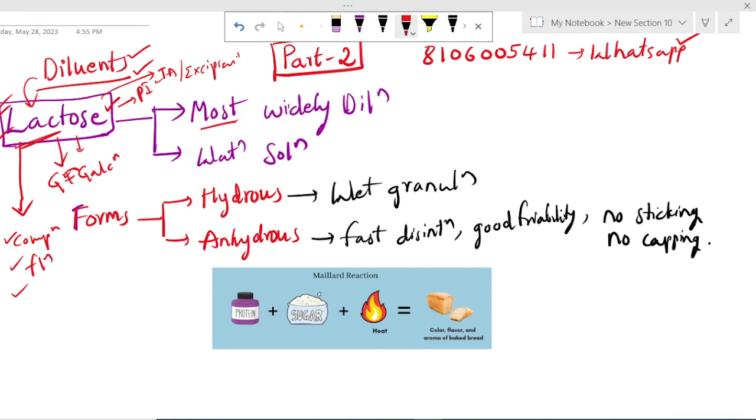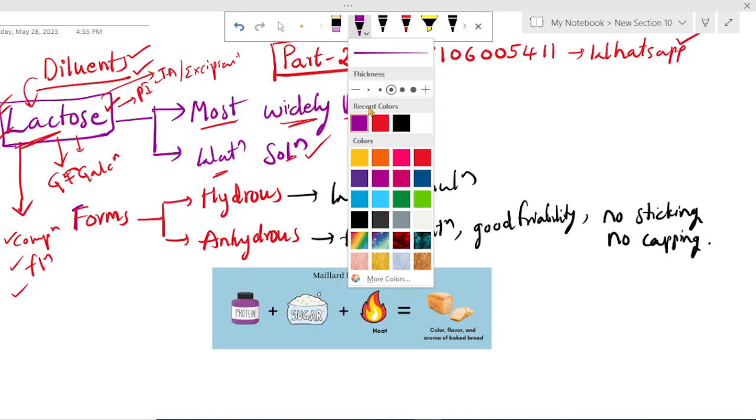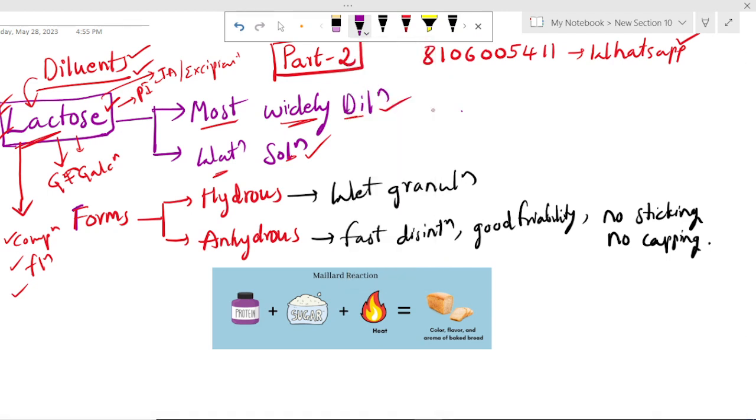This is the most widely used diluent. We know its water solubility. Today we'll discuss what lactose is, why, and where it will be used. Lactose has two forms, hydrous and anhydrous.